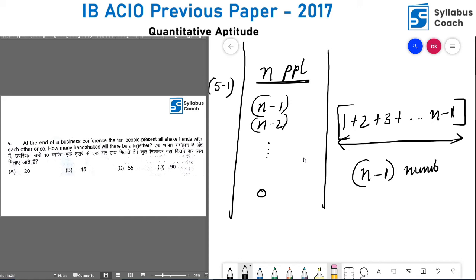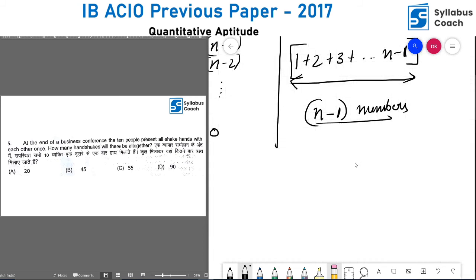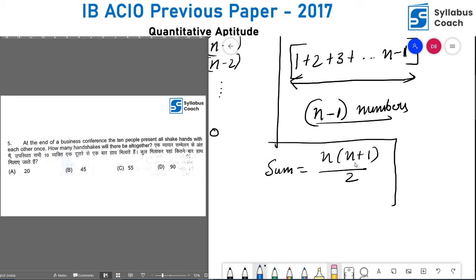So what is the summation of n minus 1 numbers? It's very simple. For n numbers, it is n into n plus 1 by 2, right? The summation for n numbers is nothing but n into n plus 1 by 2. But in this case, it is n minus 1. So substitute n minus 1 in the place of n, which is n minus 1 into n minus 1 plus 1 by 2. So the answer is n minus 1 into n by 2, right?